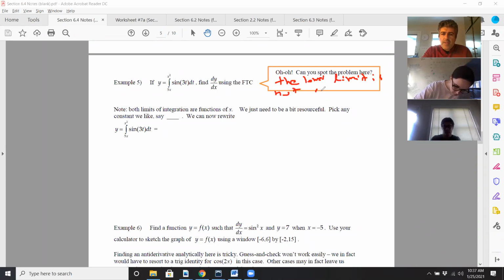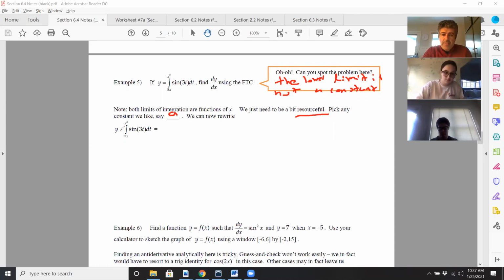So we have to get a little tricky here, or sneaky. The lower limit is not a constant here. Now, again, we have to be a little resourceful and creative. Let's say you pick a random constant called a. This is a true statement. What I'm about to write right now is totally a true statement.